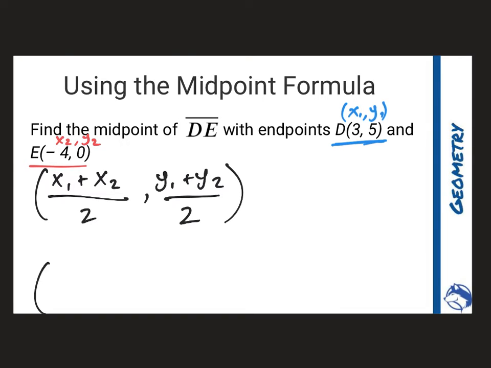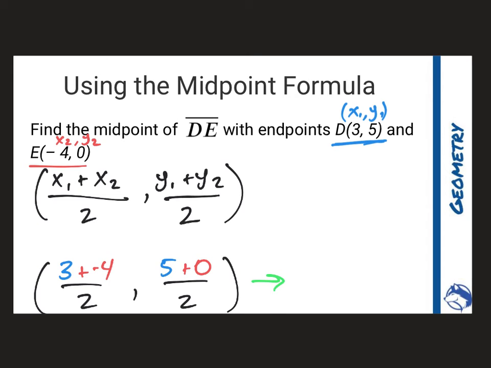So I've got a couple different things here. I'm just going to set it up. And here we go. I've got my x1, which is 3, and my y1, which is 5. I've got my x2, which is negative 4, and my y2, which is 0.